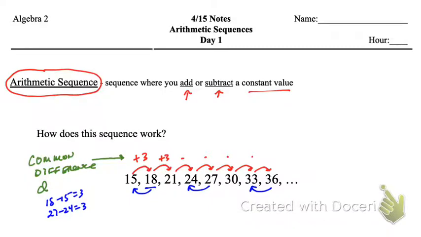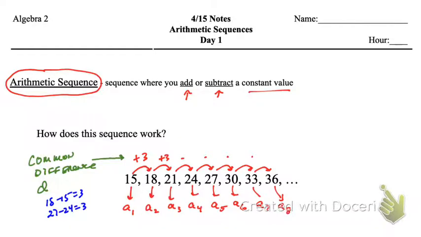Okay? Now, what else did we do yesterday? Yesterday we also looked at how we reference each of these numbers by the position they're in. So 15 is in the first position, so that's a sub 1, or the first term. 18's in the second, a sub 2. 21's in the third, a sub 3. And so on down the list here. Let me just write a few of them out. Okay. Actually, how many do we have? 6, 7, and 8. All right.